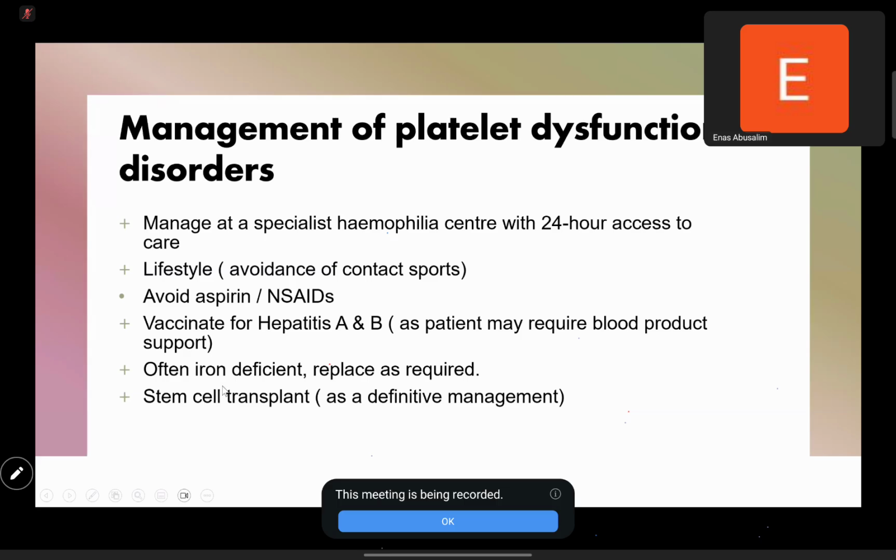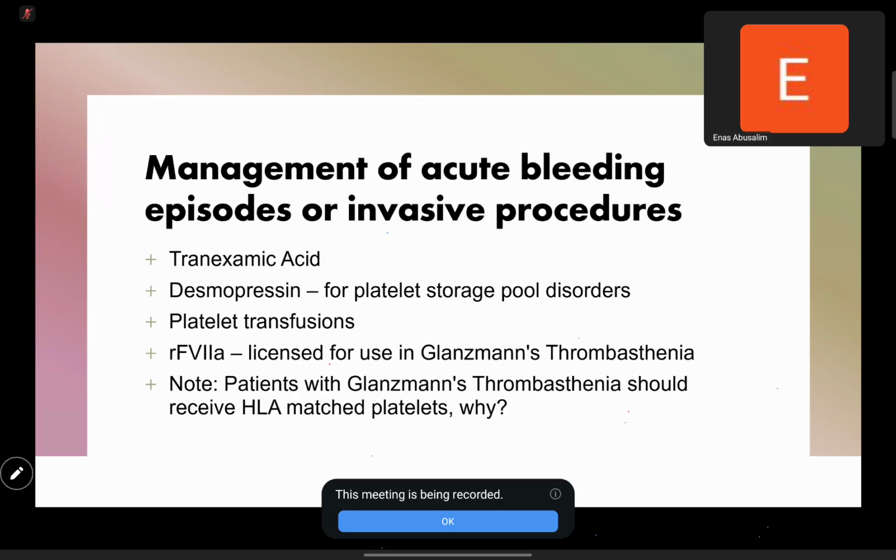Iron replacement, and sometimes, advances in medicine now have made it possible that patients that have inherited disorders can be cured with gene therapy. And if there are abnormalities within the bone marrow, stem cell transplantation. However, gene therapy costs $2.6 million as of yet.